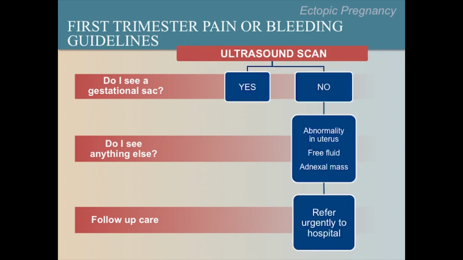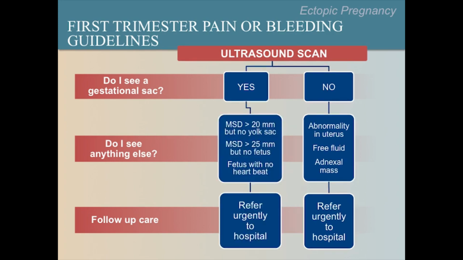If a patient complains of pain and/or bleeding, and you see free fluid or an adnexal mass, refer immediately to the hospital. These patients are at high risk for an ectopic pregnancy. The risk is especially high if there is a large amount of free fluid or if the fluid is echogenic.